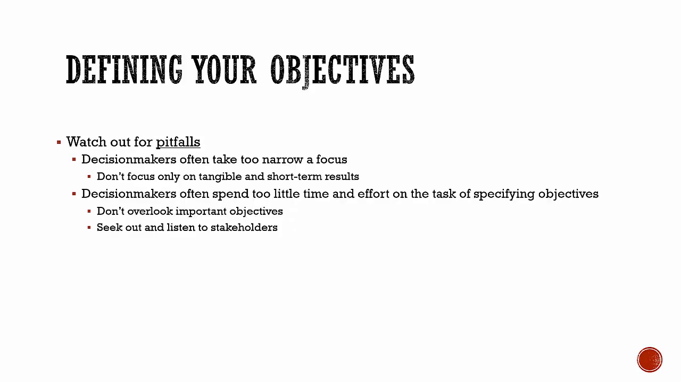Something else with defining our objectives, we should watch out for pitfalls. Sometimes decision makers take too narrow of a focus. We shouldn't focus only on tangible and short-term results. We should consider the future and other items other than just the very tangible items we see right now. Decision makers often spend too little time and effort on the task of specifying their objectives. So first, don't overlook important objectives. And then secondly, seek out and listen to other stakeholders who will be affected by your decision.